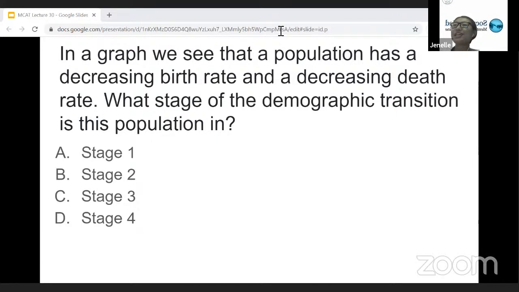Okay, so 10 more seconds if anyone wants to answer the poll, then we're going to go over this. Okay, so we have here 50% saying C and 50% saying D. So there is a little bit of a split here. So the answer here is C.